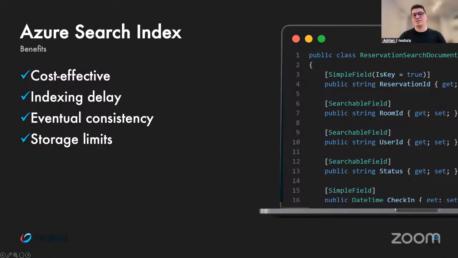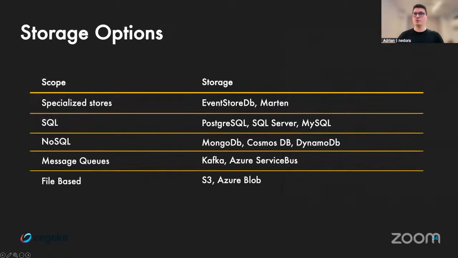But in CQRS terms, Azure Search is a great candidate for a read-optimized model, while the event store remains in your write model. So I have again created a decision matrix. It's not really a decision matrix; those are alternatives that you might use.